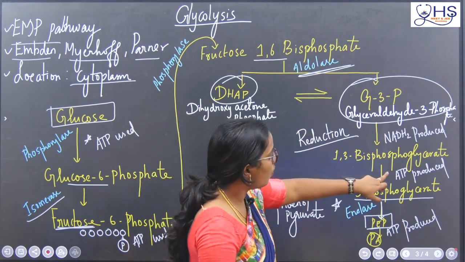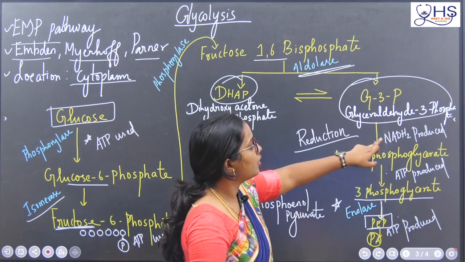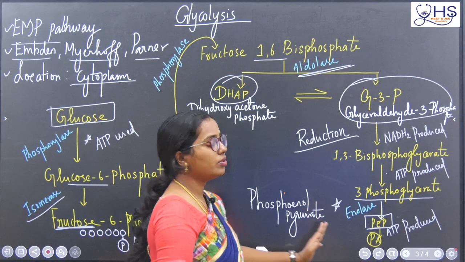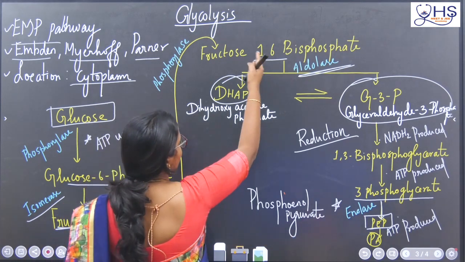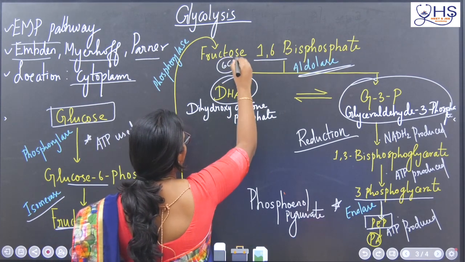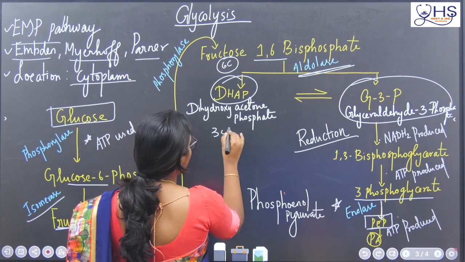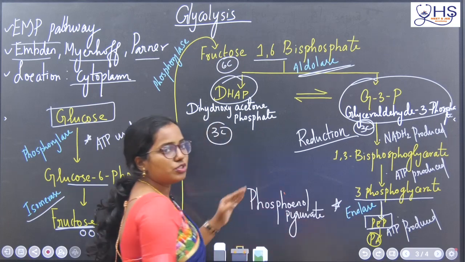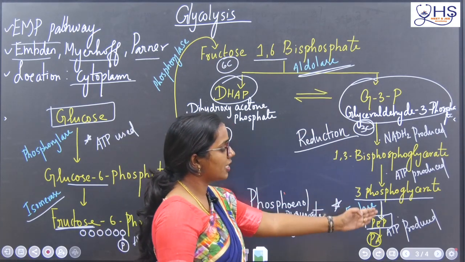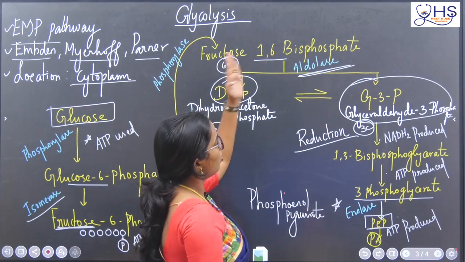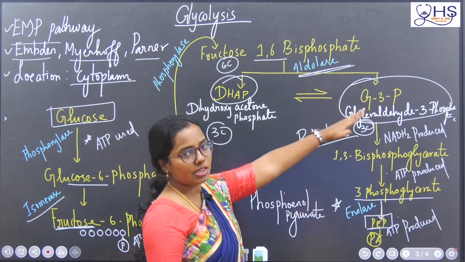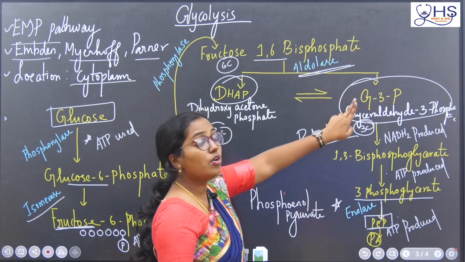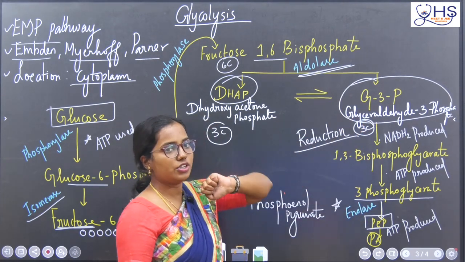So finally 2 ATP and 1 NADH2 is produced for half the molecule of glucose. Why do we say half the molecule of glucose? Because this is a 6 carbon compound. The 6 carbon compound is breaking down into 2 molecules of 3 carbon compound. So one 3 carbon compound will go one cycle. Next, the DHAP will also be converted into glyceraldehyde 3 phosphate, and it will also produce once again 2 molecules of ATP and 1 molecule of NADH2.